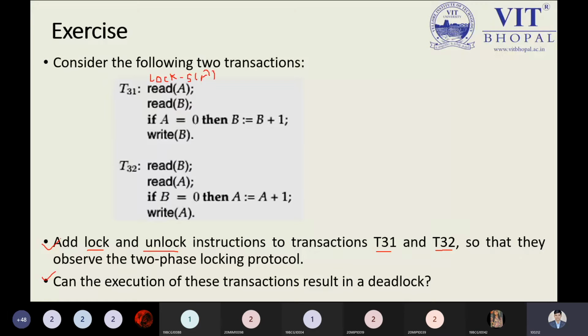Okay, so now what is the next step? What will I do? Then write A above, read B. Lock B above read B. So what should I do? Just tell me. Lock B. Which mode must I take? Shared or exclusive? The exclusive mode. Yeah, that's a great answer.